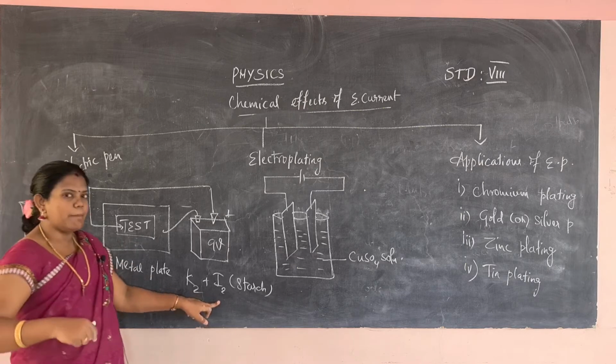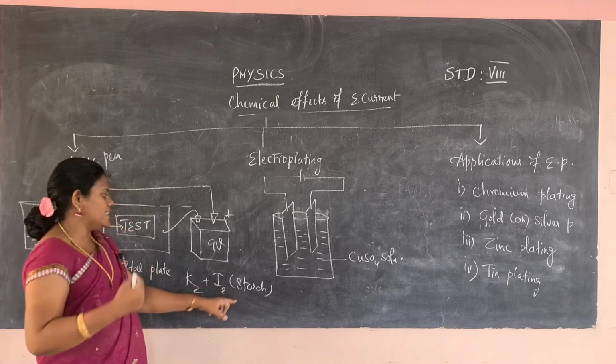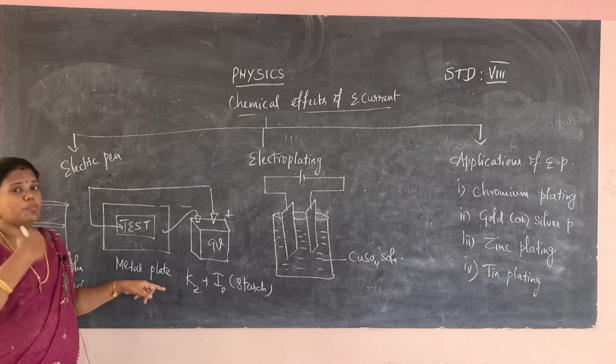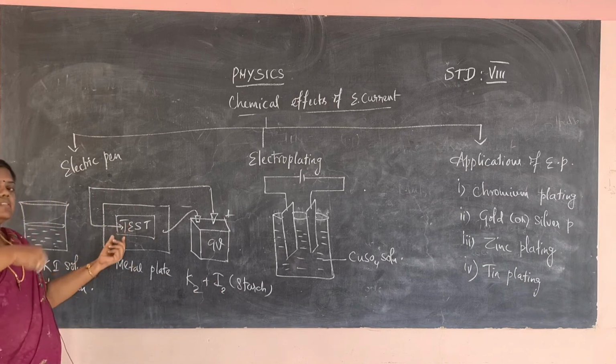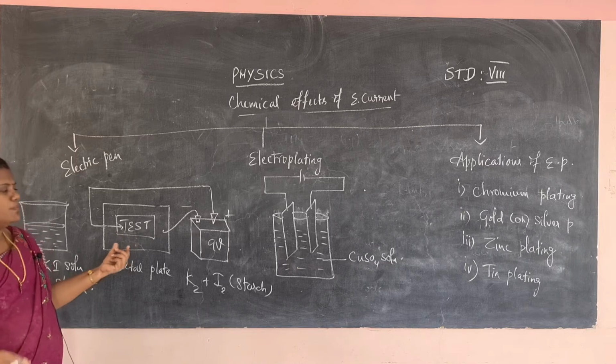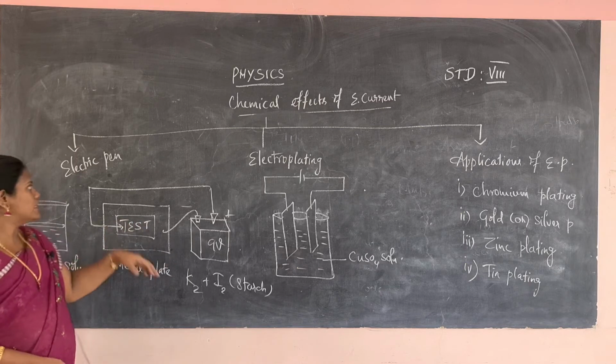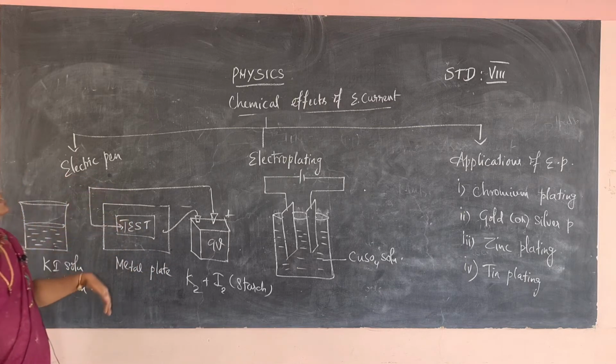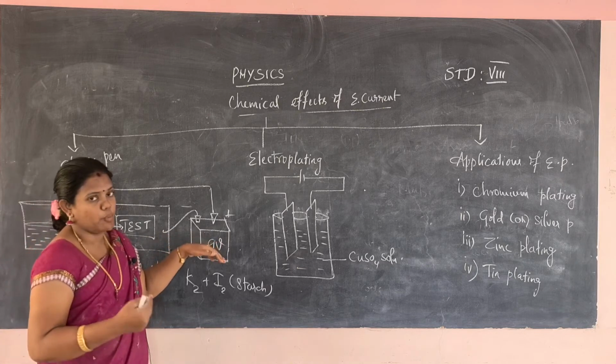The iodine will be combined with the starch and then easily the color will change to blue. Then letters will be visible in bluish color. Okay, blue color will be visible. That is called electric pen. Okay, then next I will go for electroplating.